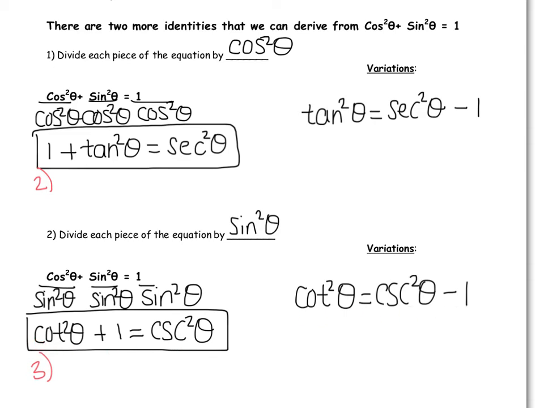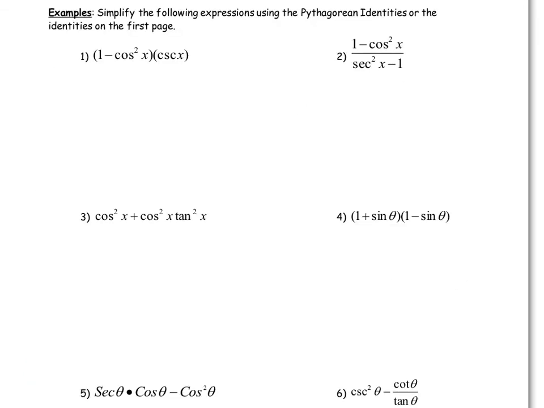Okay, let's put it to use with some examples. Let's go to the next page. Okay, example number 1. We see here that we have 1 minus cosine squared times this. Some of you may be thinking that I could distribute this cosecant into it. I mean, you can do that and you'd still get the same answer, but let's try to pinpoint our Pythagorean identities or their variations. So I know that 1 minus cosine squared theta is a variation, and I know that that's equal to sine squared of x, or theta in this case.